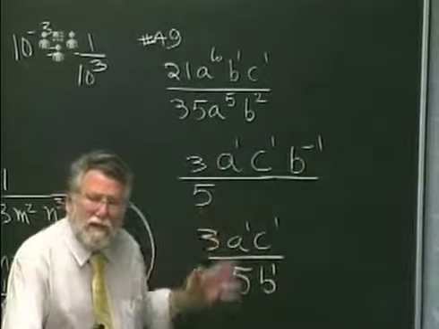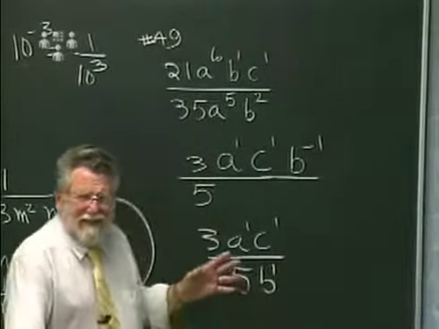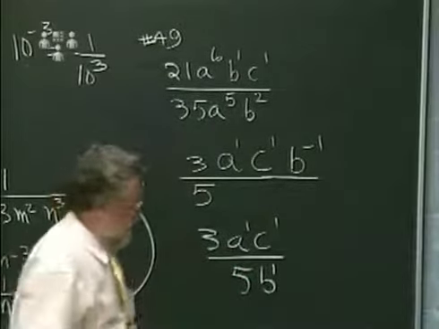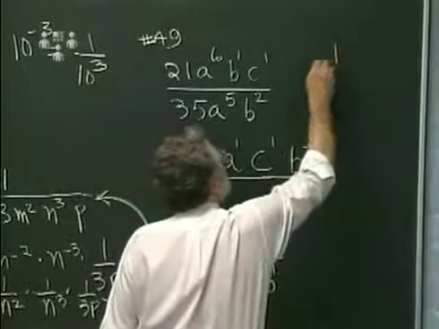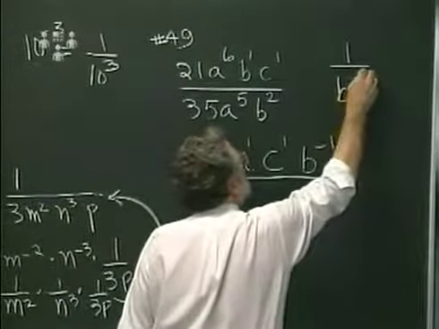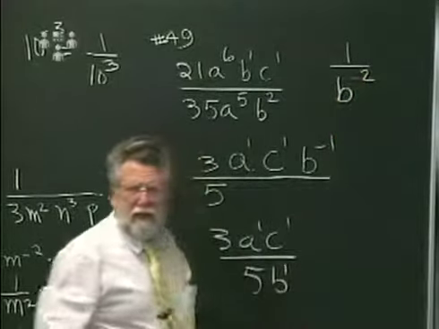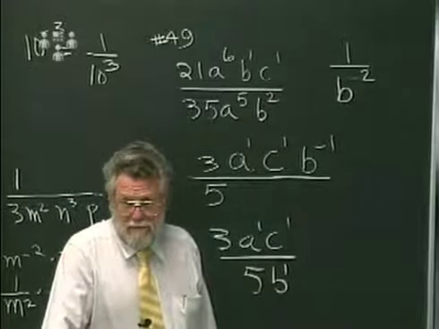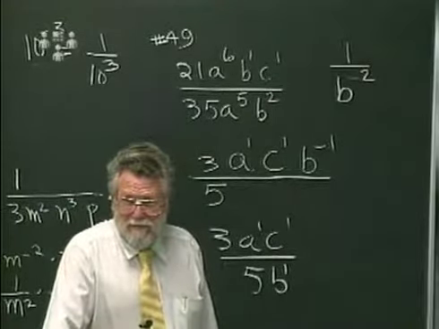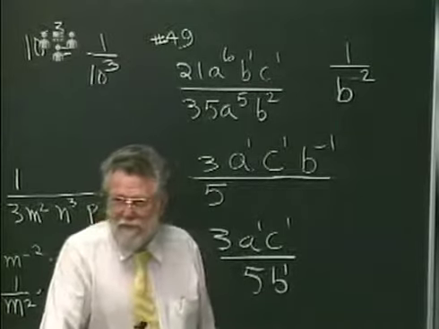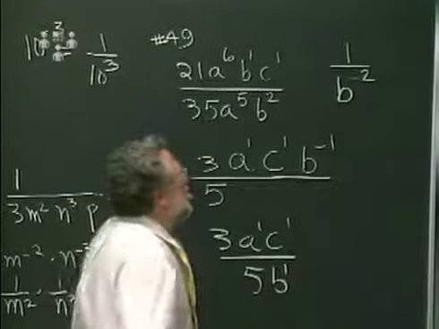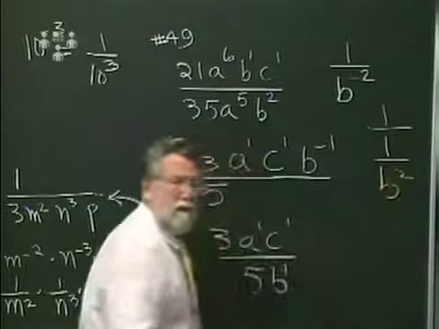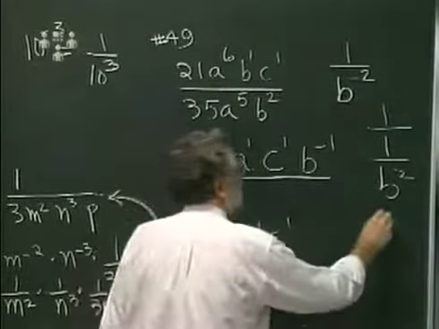What is interesting, okay, you forced me into a corner. It's your fault. Let's say I have 1 over b to the minus 2. What's that the same as? No. 1 over 1 over b to the 2nd, which is the reciprocal of the reciprocal, which is b to the 2nd.